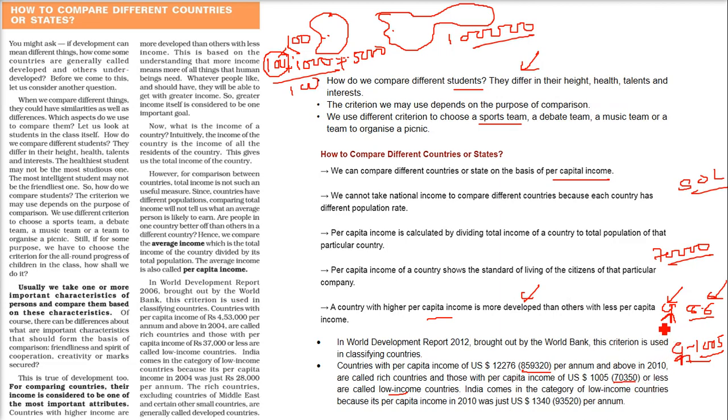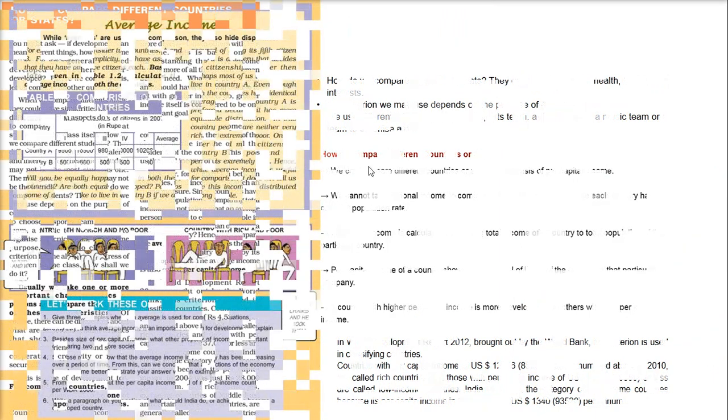And when we talk about India, according to the 2010 statistics, a single Indian person was earning $1,340, that is around 93,520. So we are in between the developed or rich countries and the poor or low income countries. And it has increased a bit now.